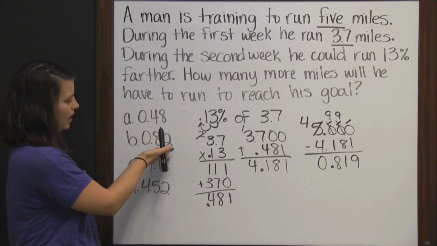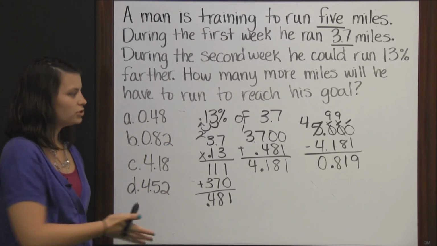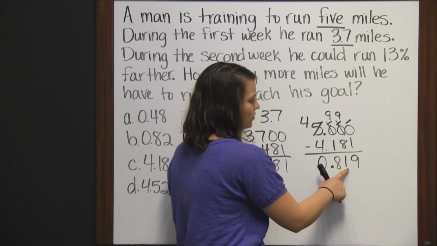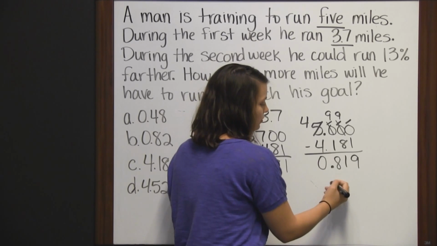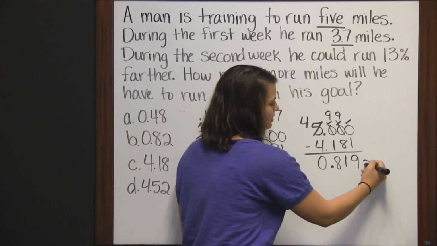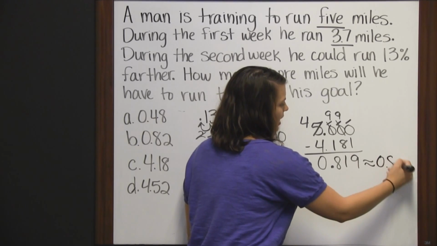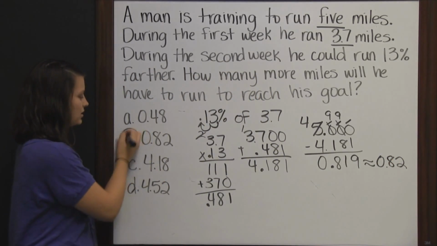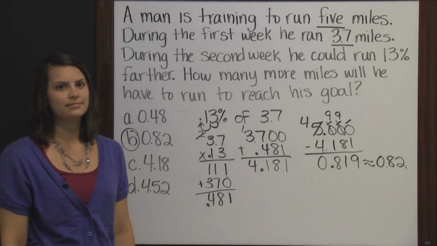They all stop at the hundredths place, which means we need to round our answer. So the 9 tells the 1 to go up to a 2. So this is approximately 82 hundredths, which would be answer choice B.